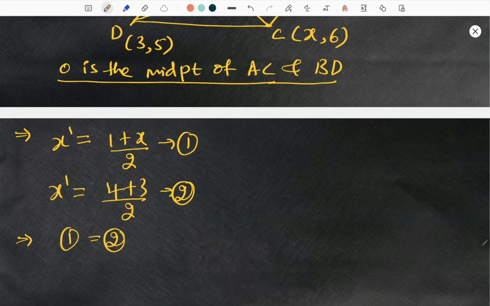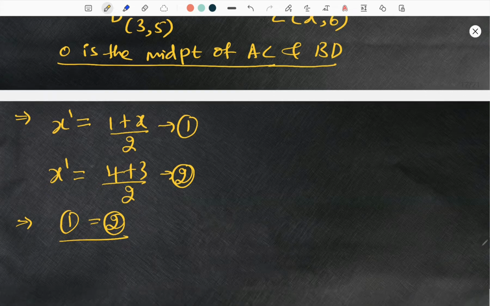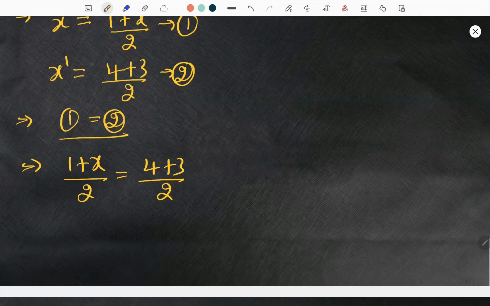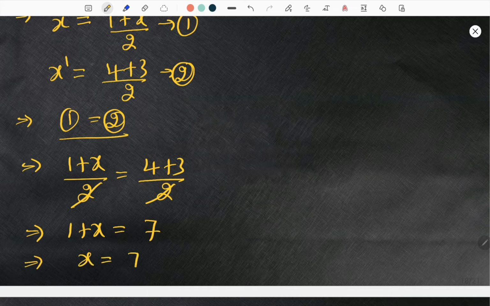Look at this. LHS are equal, no? X dash and x dash. If these are equal, then these have to be equal. So I will make them equal: 1 plus x by 2 is equal to 4 plus 3 divided by 2. Now this 2 and 2 get cancelled. Now I want x, so 1 plus x is equal to 7. And what is the value of x now? X is equal to 7 minus 1, which is 6. The value of x is 6.